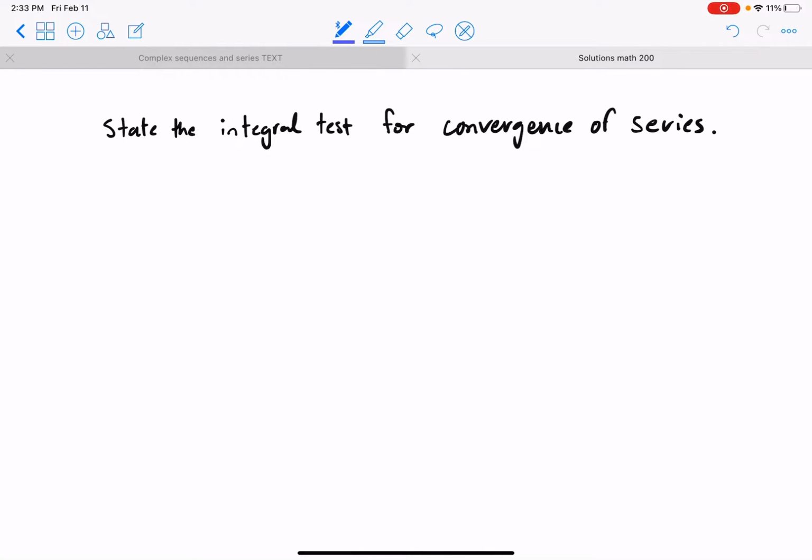Hi everyone. State the integral test for convergence of series. Okay, so we consider a series. Now what's a series? A series is a sum of some sequence.